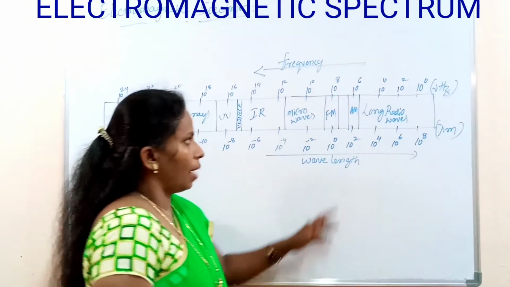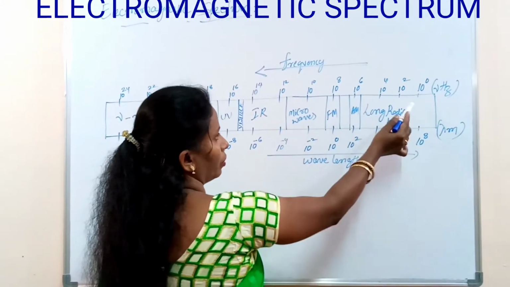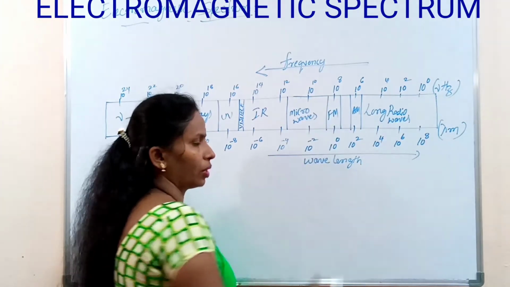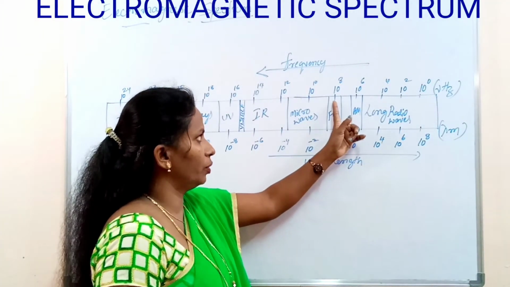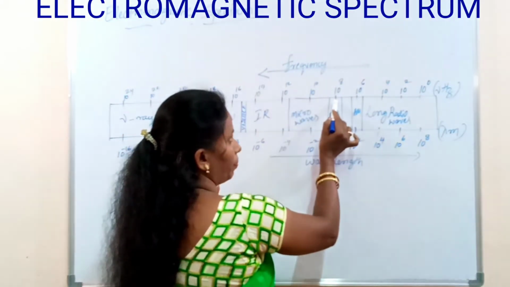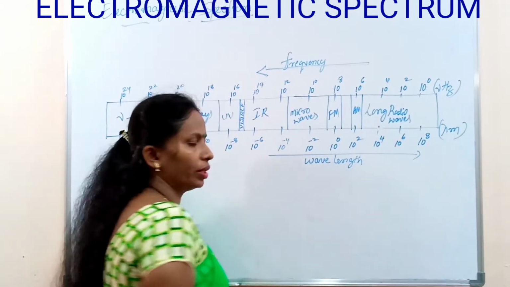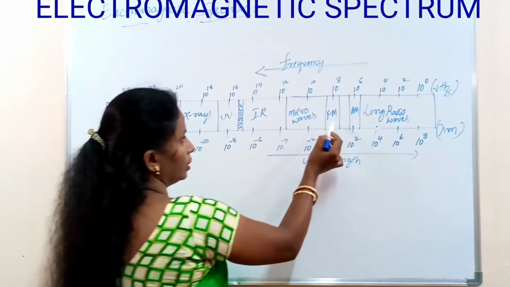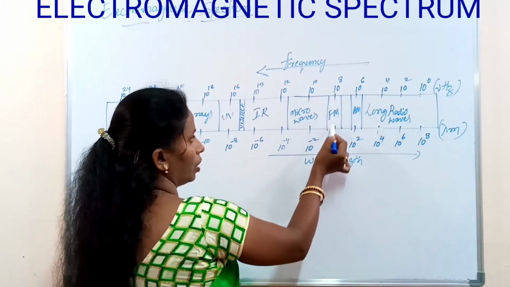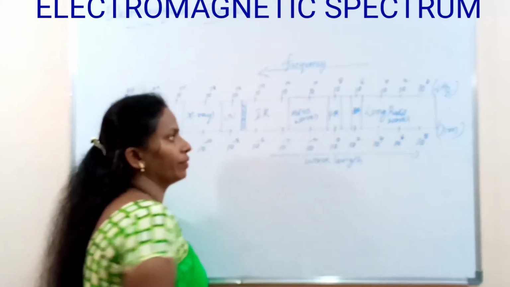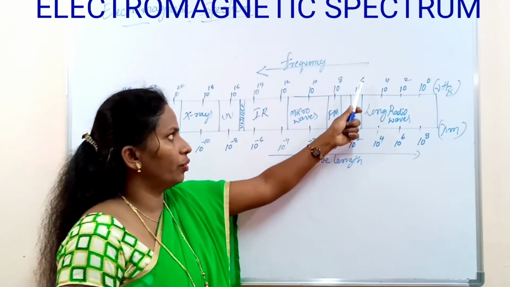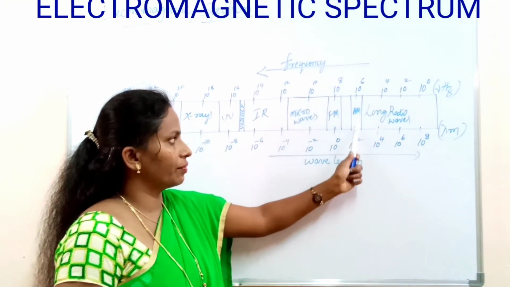Approximately, with respect to frequency, around 10 to the power of 8 the radio waves start onwards. From 10 to the power of 8 to 0, it is the longer radio waves. Under that, FM, frequency modulation, and AM, amplitude modulation: around 10 to the power of 8 frequency we get FM radio, and AM around 10 to the power of 6 frequency. In that frequency we get AM.